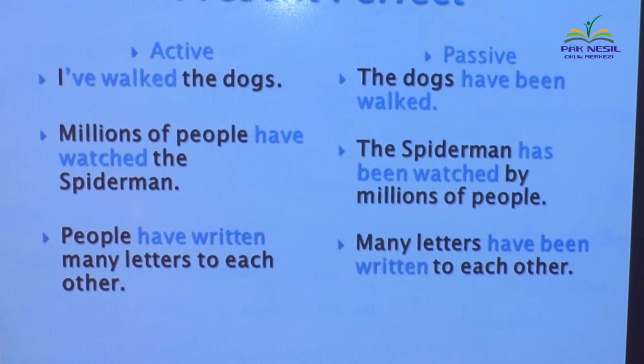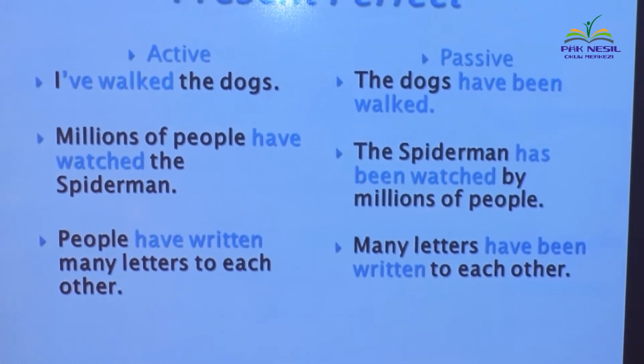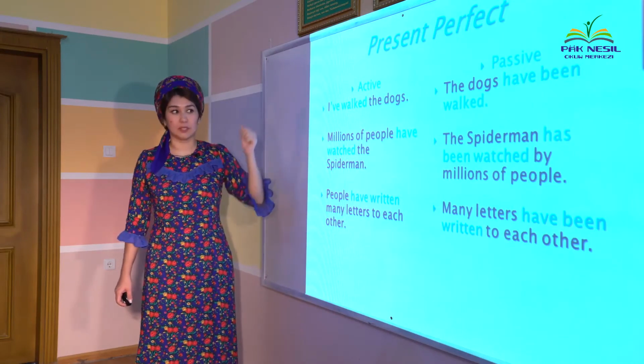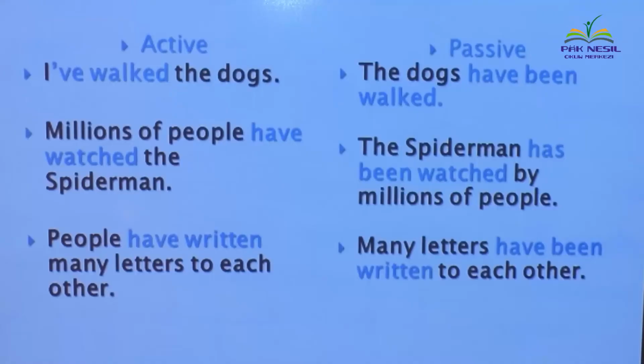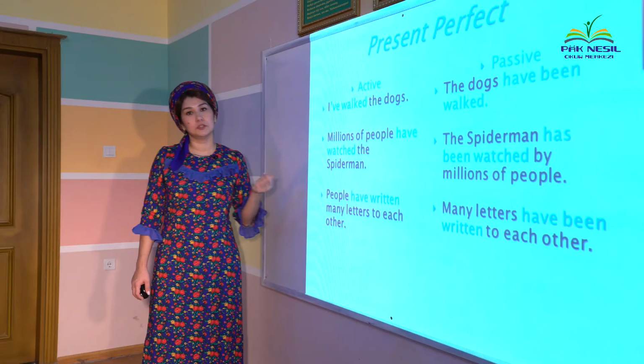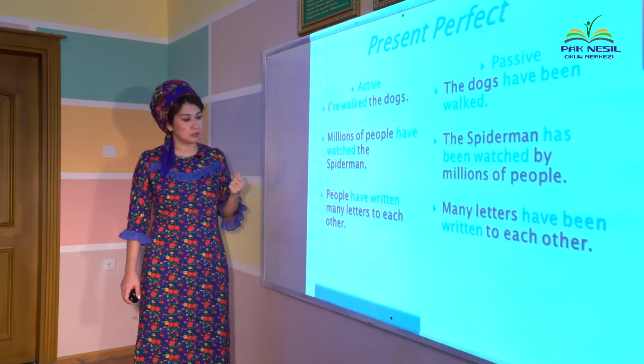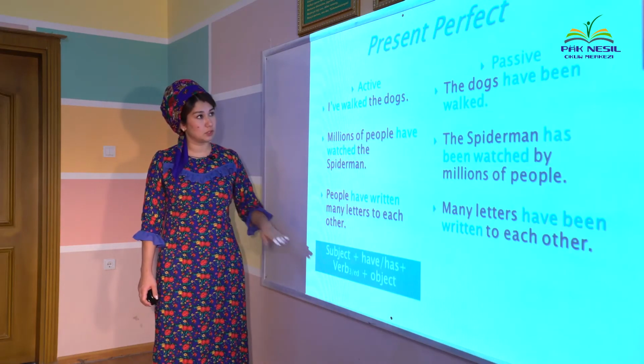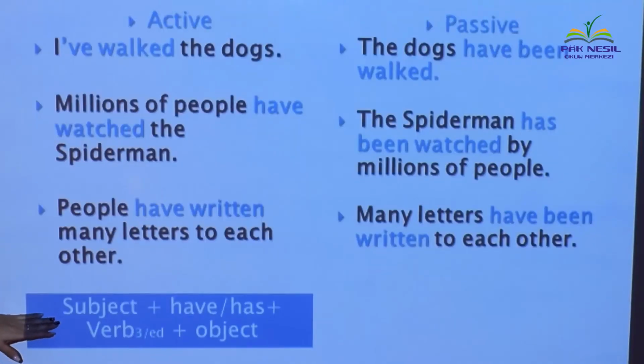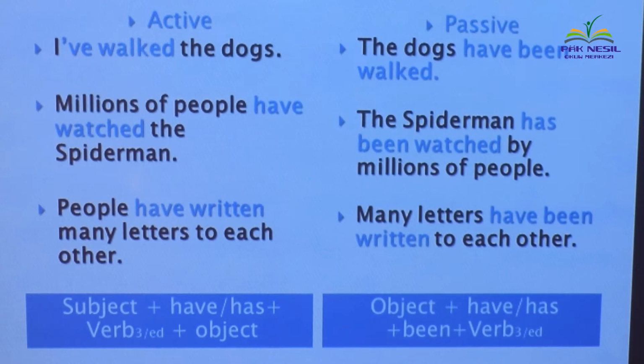Don't forget that, please. Millions of people have watched the Spider-Man. The Spider-Man has been watched by millions of people, yes? And the third sentence, people have written many letters to each other. So again, we change, yes, the place of the object. Many letters have been written to each other. So here you can see the structure of the sentence of the active voice and of the passive voice. And the difference, the same difference as in all the other tenses.